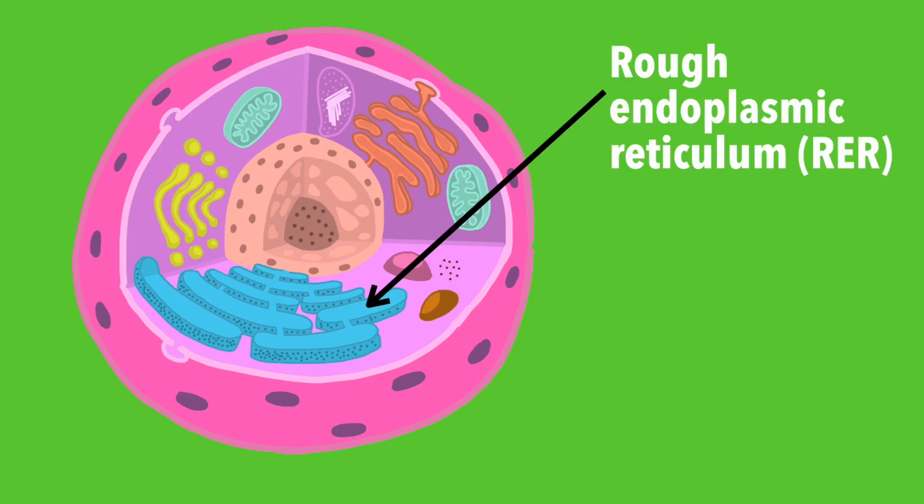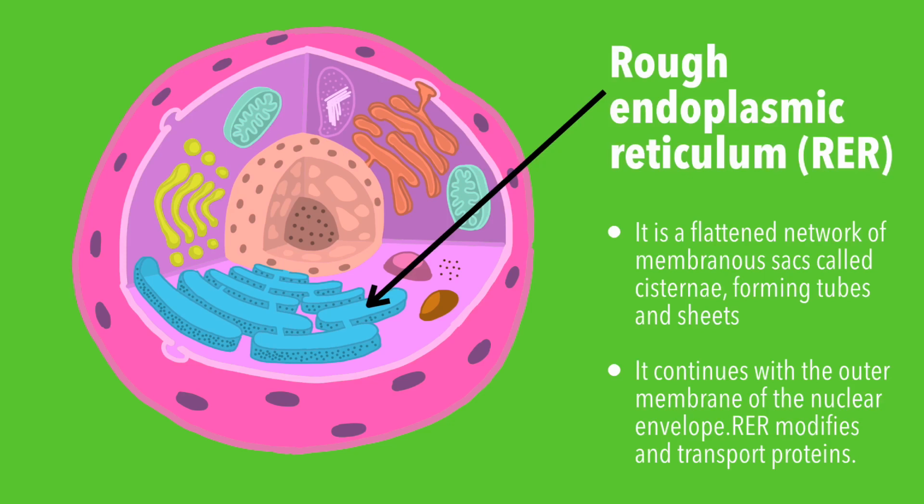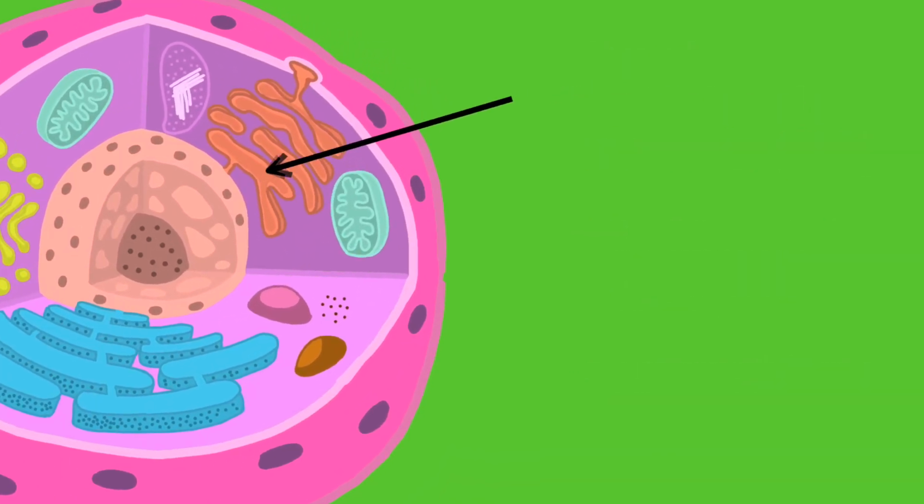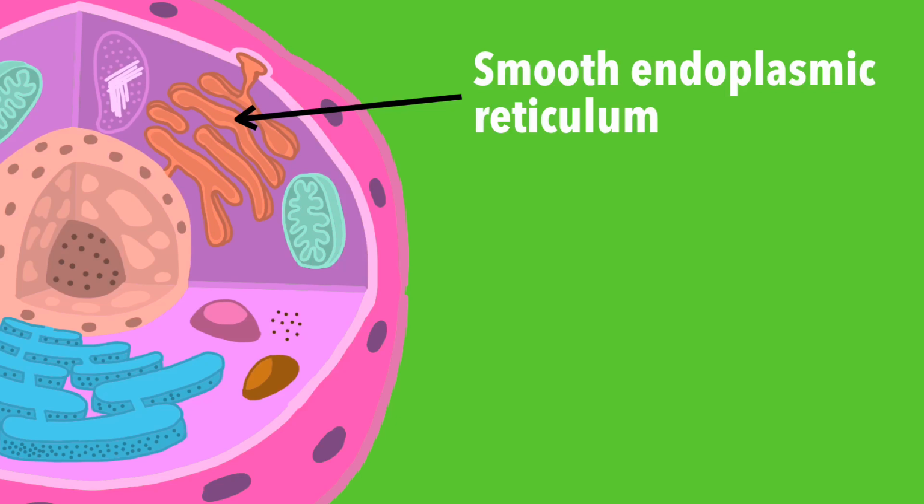A ribosome-attached endoplasmic reticulum is called rough endoplasmic reticulum. The endoplasmic reticulum is a flattened network of membrane sacs called cisternae, forming tubes and sheets. It is continuous with the outer membrane of the nuclear envelope. Rough endoplasmic reticulum modifies and transports proteins that are made by ribosomes. Some endoplasmic reticulum can be found without ribosomes. They are smooth endoplasmic reticulum. They synthesize lipids and steroids.